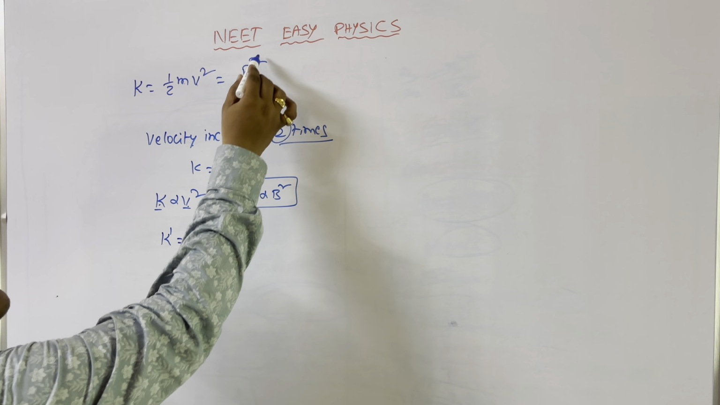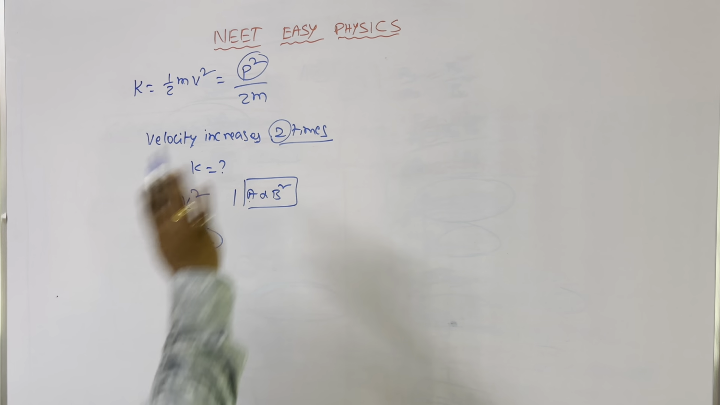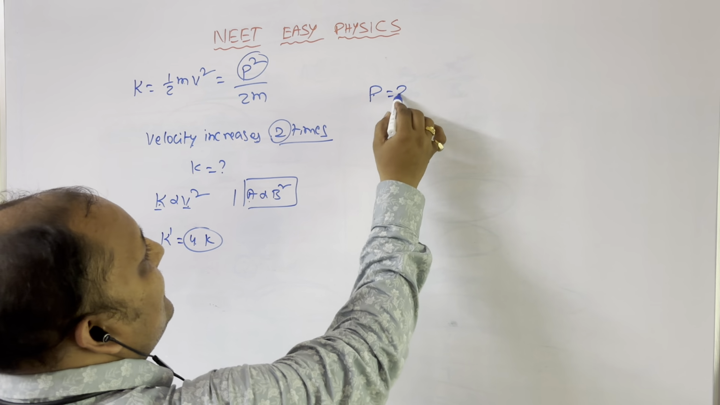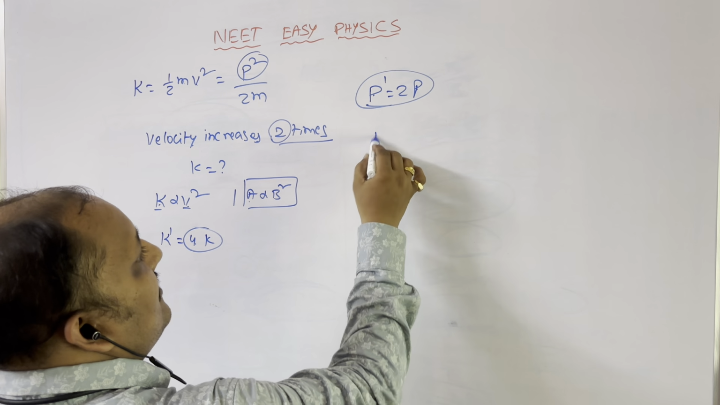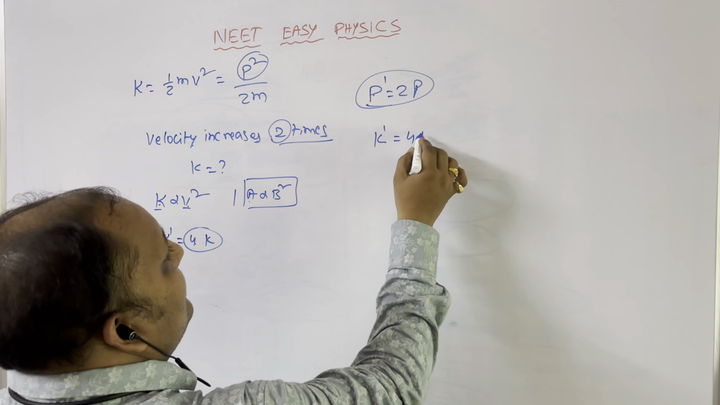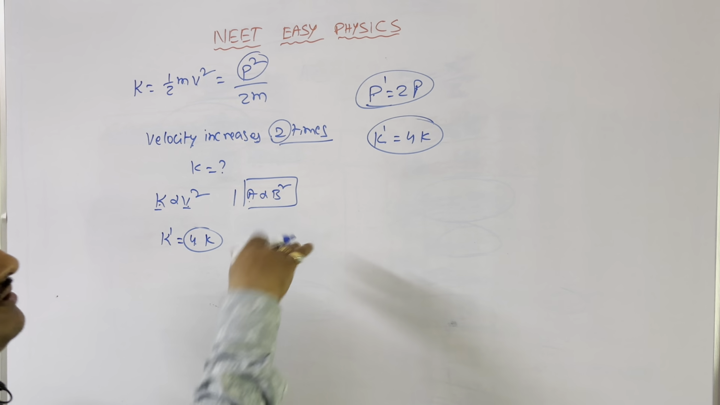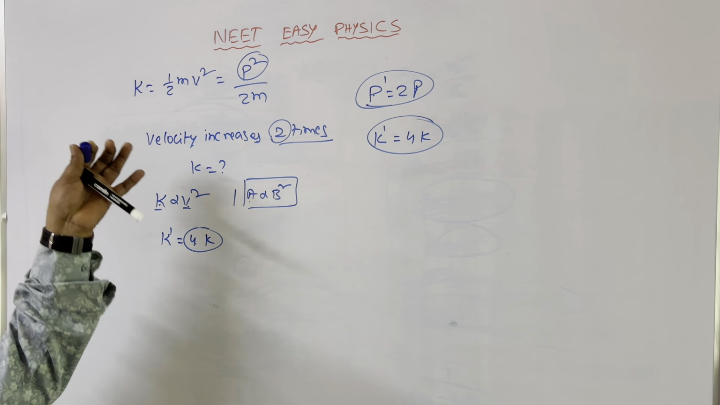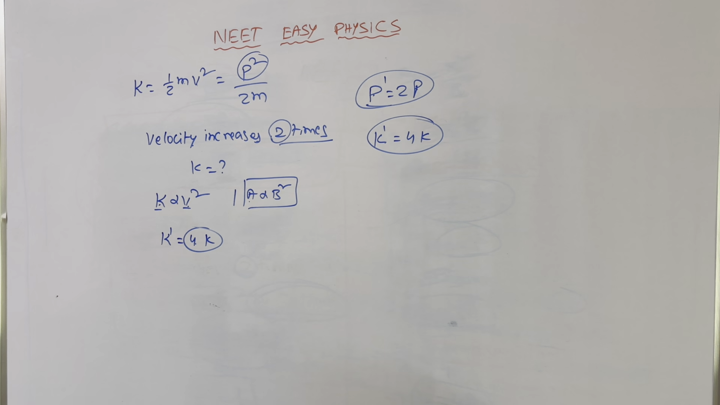Next time, in place of velocity they give momentum. Momentum increases 2 times. Then what happens to kinetic energy? Since P square is there, K dash is going to become 4K, or K2 is going to become 4K1. Like that you are going to take. So this is for directly proportional to P square and V square that we discussed. Like this only you are going to get so many problems in physics.